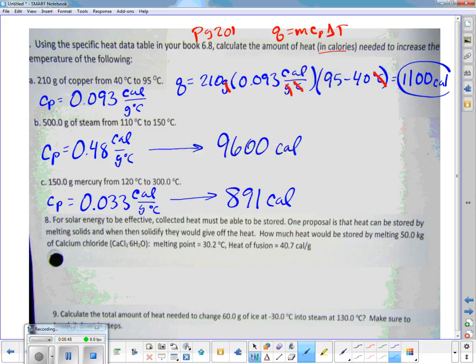Okay, so the last one here, number 8, and we can go down to number 9 in a minute. For solar energy to be effective, collected heat must be able to be stored. One proposal is that heat be stored by melting solids. And then when the solids solidify, they would give off the heat. How much heat would be stored by melting 50 kilograms of calcium chloride, melting point this, with a heat of fusion of this? Now remember, heat of fusion is delta H of fusion. So what equation am I going to be using here?